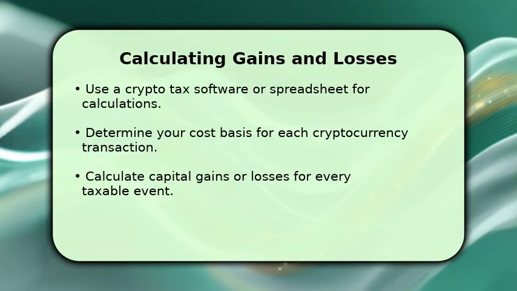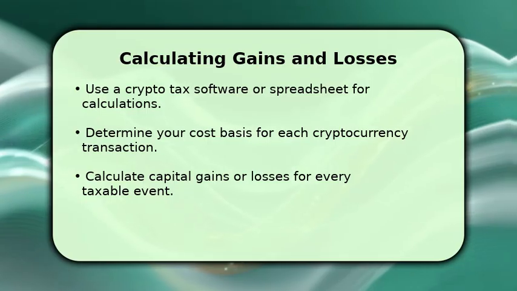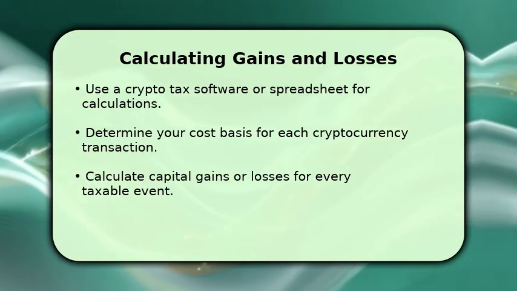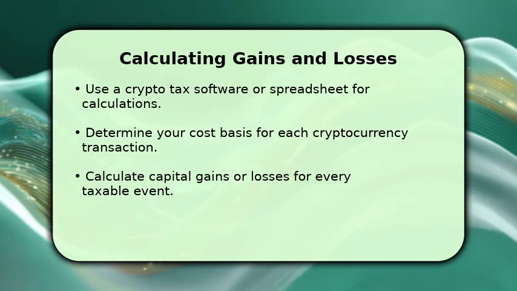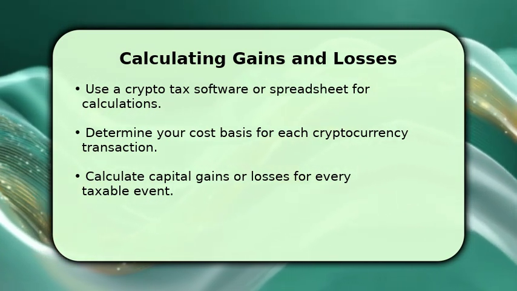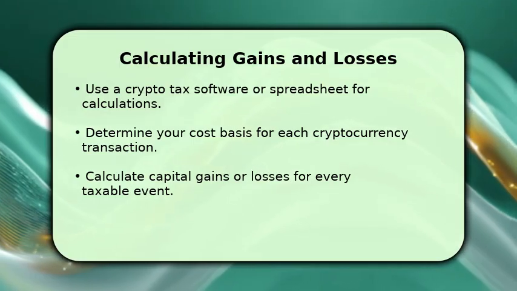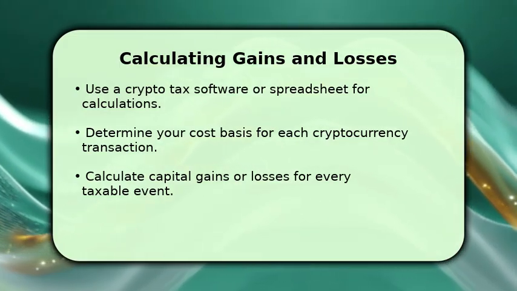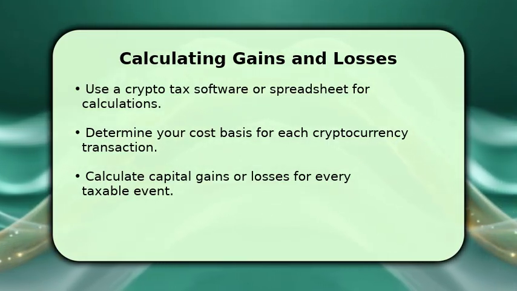Now it's time to calculate your gains and losses. You can use specialized crypto tax software or a detailed spreadsheet. For each transaction, determine your cost basis, which is the original value of the asset plus any fees. Then, calculate the capital gain or loss by subtracting the cost basis from the selling price. This step is vital for accurate tax reporting.